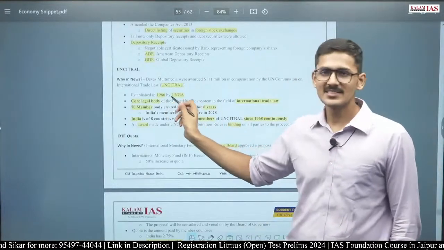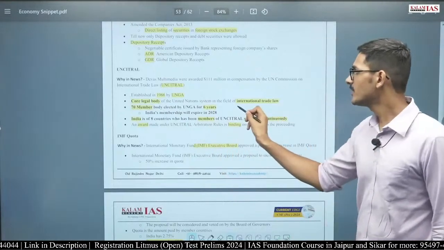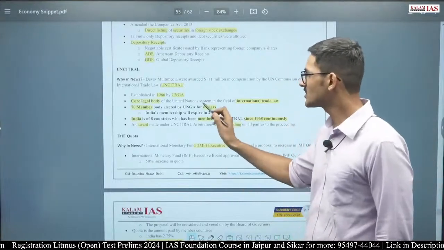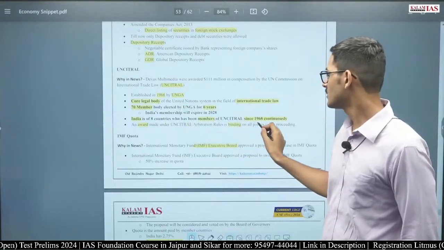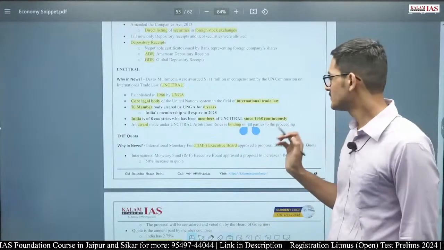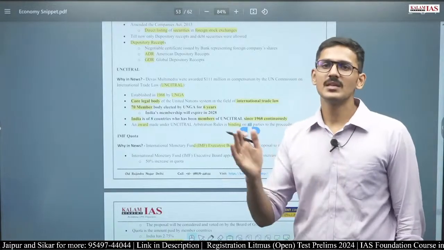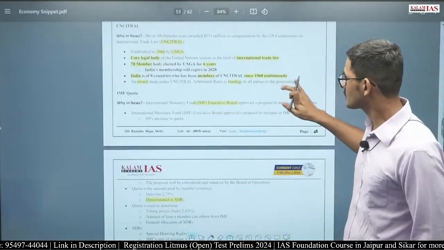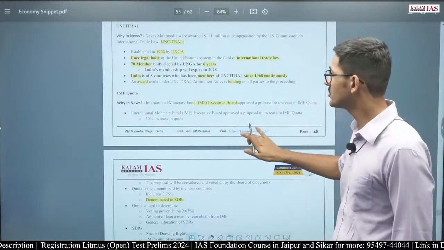It was established in 1966 by the United Nations General Assembly. It is the core legal body of the United Nations in the field of international trade law. It is a 70-member body elected by UNGA for 6 years, and India has been a member of UNCITRAL since 1968. There are 8 countries which have been members since 1968, and India is one of those 8. Since the inception of UNCITRAL, India has been elected a member. So this award made by UNCITRAL is binding in nature.